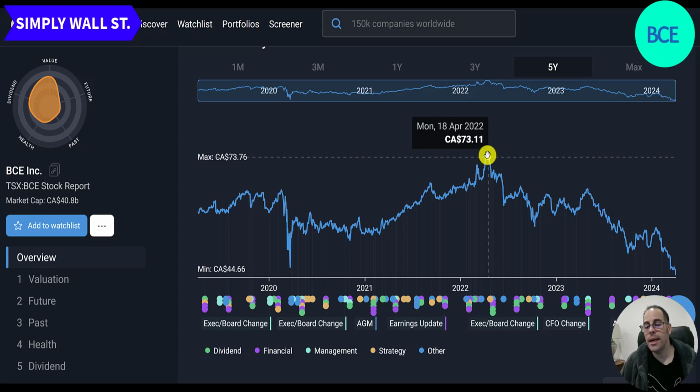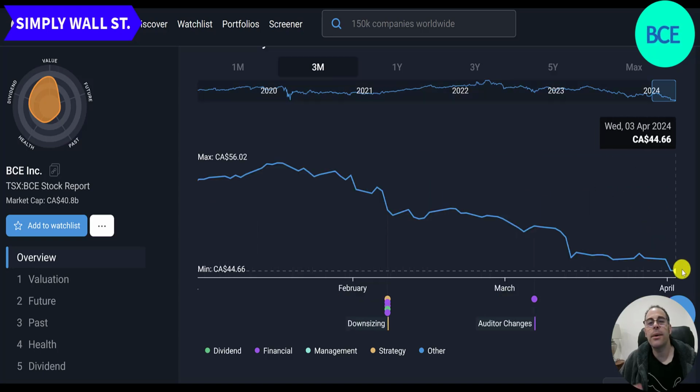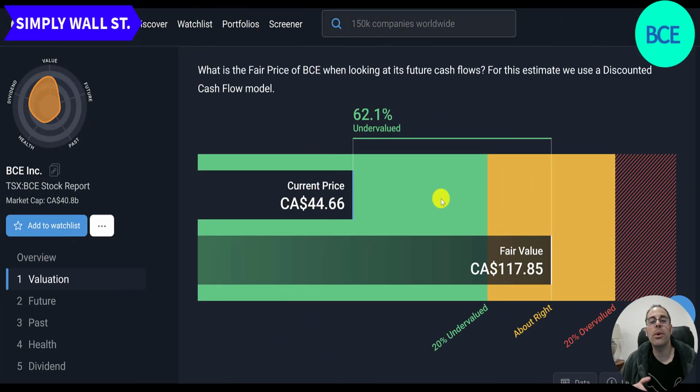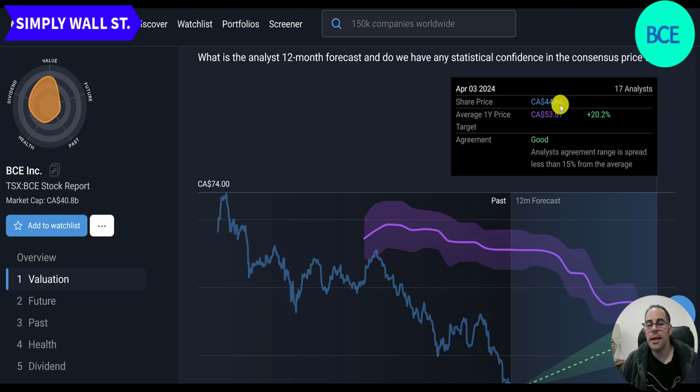But ever since then, it's been coming down a lot, especially this year. It started the year in the mid 50s. Now it's in the mid 40s. Simply Wall Street is really bullish on this one. They're at $118 a share. They say the stock is 42% undervalued. 17 analysts priced this stock at 54. They also say it's undervalued.